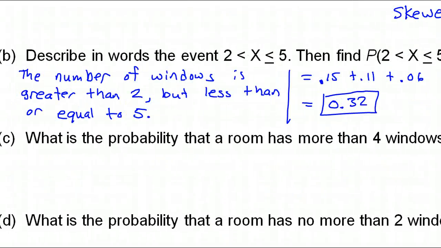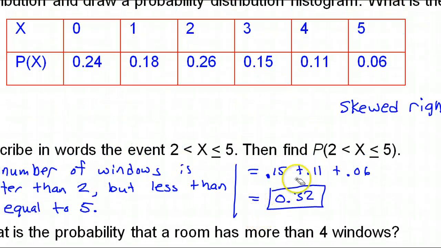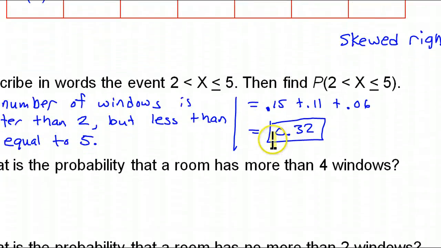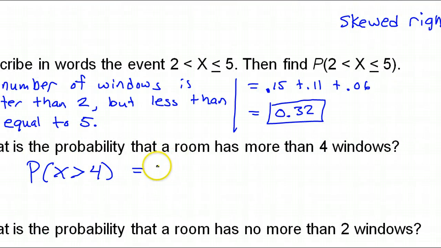Part C. What is the probability that a room has more than 4 windows? Well, there's only one chance for that to happen. More than 4 windows means it has 5 windows. That's it. So 0.06. And we should write our symbols. So we're talking about the probability that x is greater than 4. Okay, that's mandatory. You always got to write your symbols, okay? And that equals 0.06.